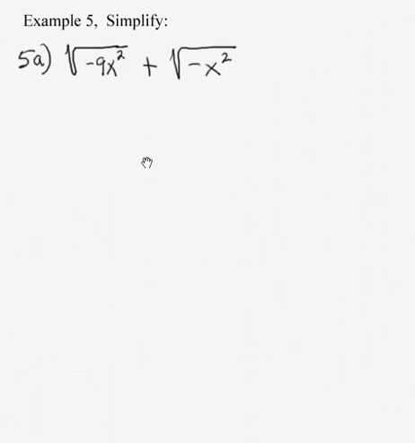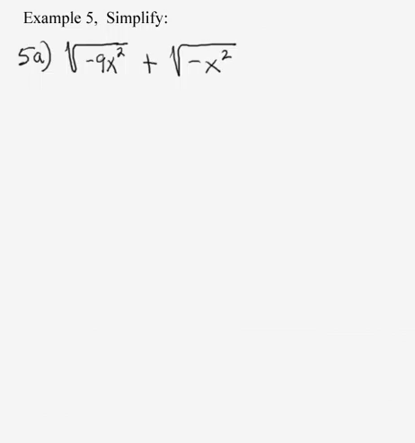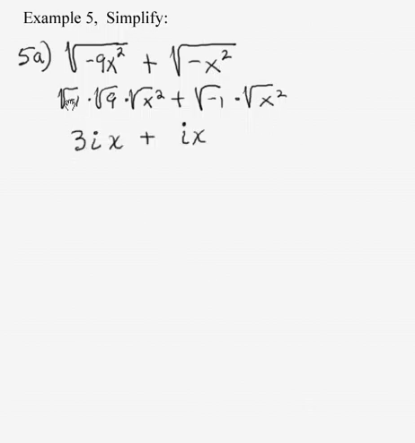Again, we can't add or subtract until we first convert non-existent real numbers into imaginary numbers. So let's do that in this example. Factor out the square root of negative 1, and then we've got the square root of 9, square root of x squared. Factor out the square root of negative 1, factor out the square root of x squared. Square root of negative 1 is i, square root of 9 is 3, square root of x squared is x. Square root of negative 1 is i, square root of x squared is x.